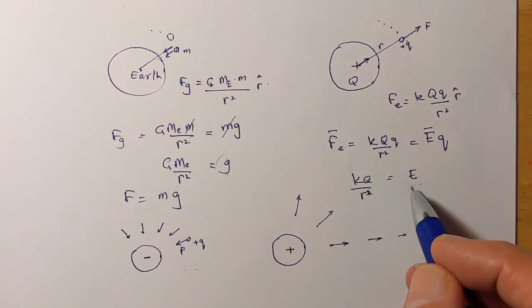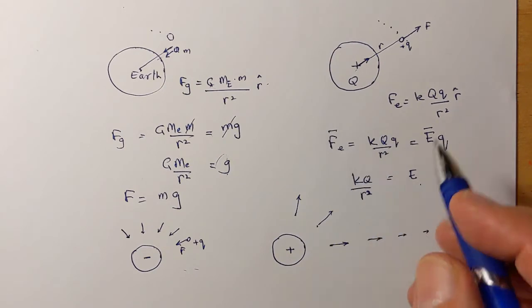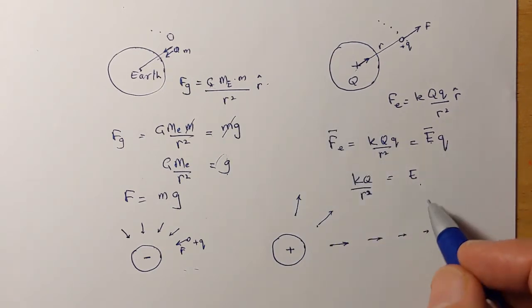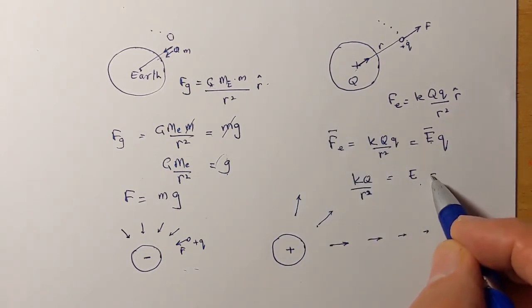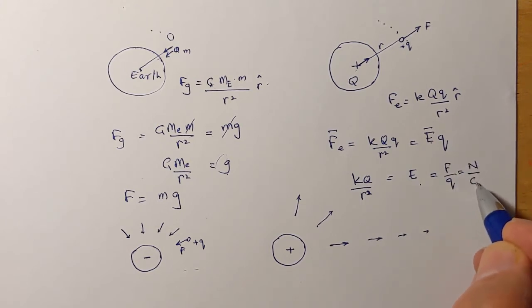The units of the electric field: the unit of the force is newtons, so the electric field, which is F over q, is going to be newtons per coulomb. So that's the unit for the electric field.